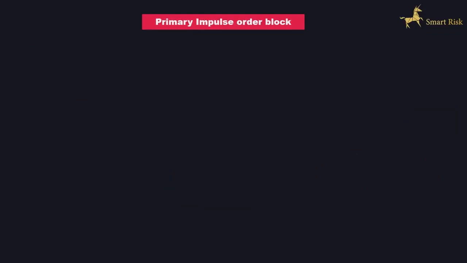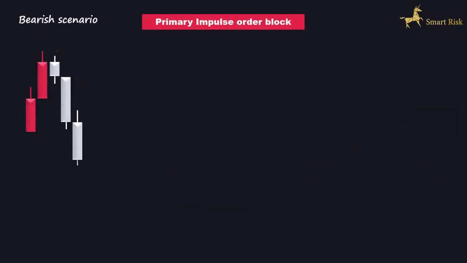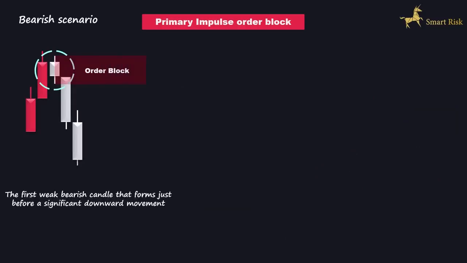The second type of order block is known as the primary impulse order block. This type of order block occurs when the price fails to initiate a strong or significant movement after changing its primary direction. In the bearish scenario, the primary impulse order block is identified as the first weak bearish candle that forms just before a significant downward movement. It represents a point where the market exhibited a lack of momentum in continuing its previous bullish trend, potentially indicating a reversal or a change in market sentiment.